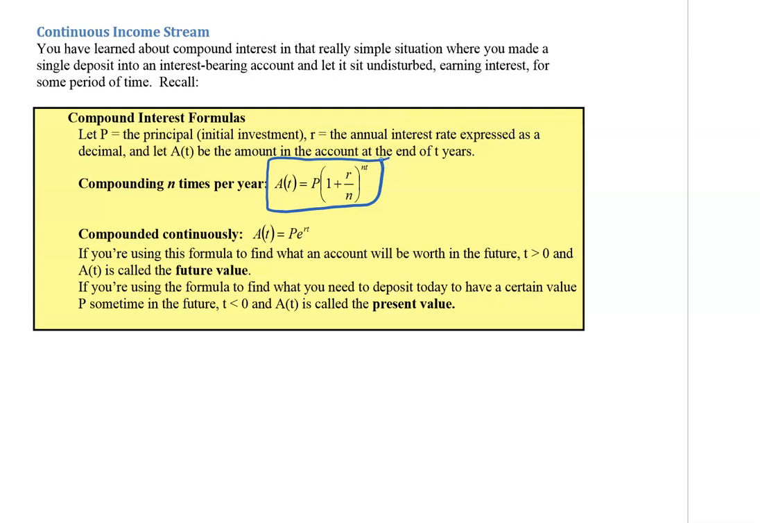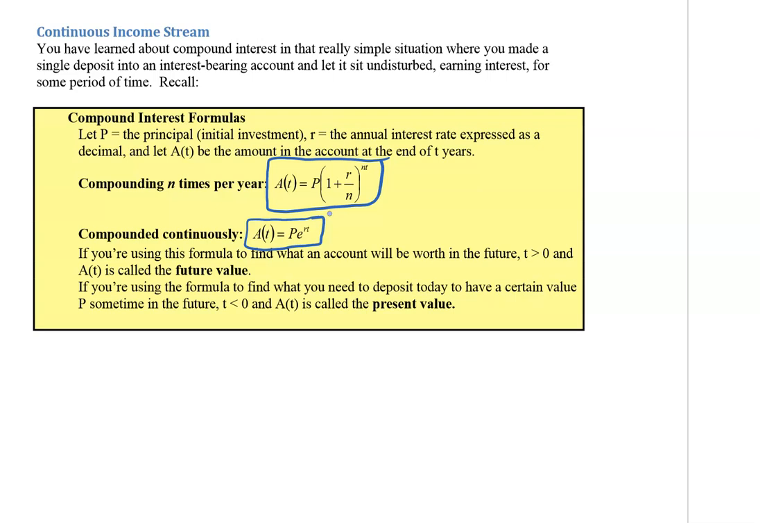So there's our compound interest formula. Here's our continuously compounding formula. You can see it reverts over to e. And let's review what these values mean. P is going to be your principal or initial investment. R is your annual interest rate written as a decimal. And A(t) is the amount in the account at the end of t years.